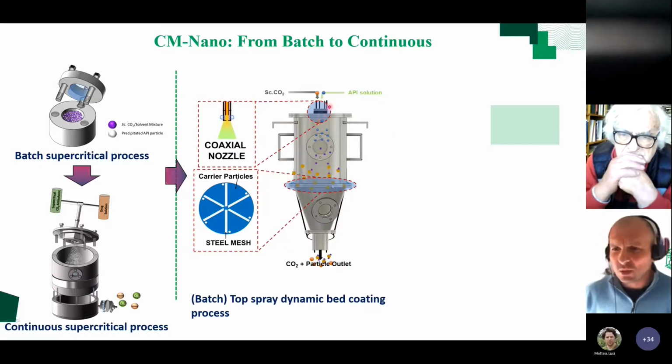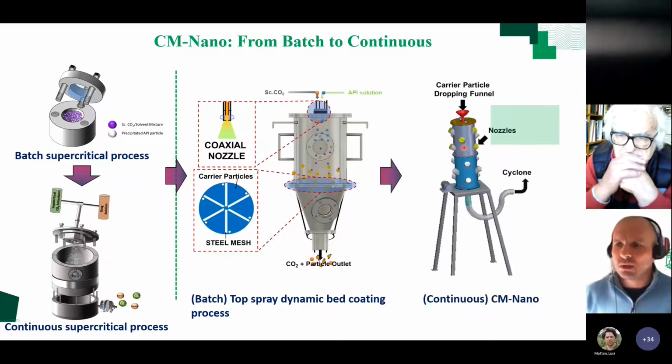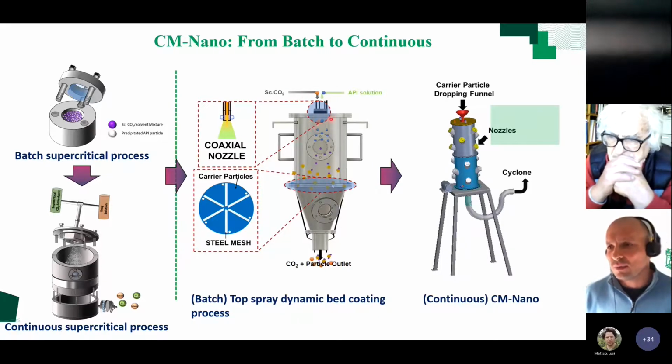And then using a single nozzle, we are converting this into a multi-nozzle system, where in this case, the CO2 comes from here and the API solution comes from here. We are just using one single nozzle here. But to scale up, we are using multiple nozzles. And these nozzles, instead of being placed on the top, are placed here on the walls. And what we are having here is we are putting micron-size excipient particles through a hopper. These excipient particles were falling down by gravity.